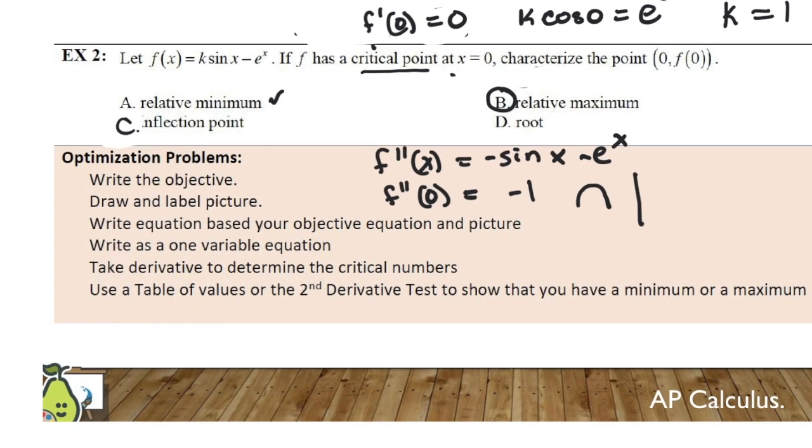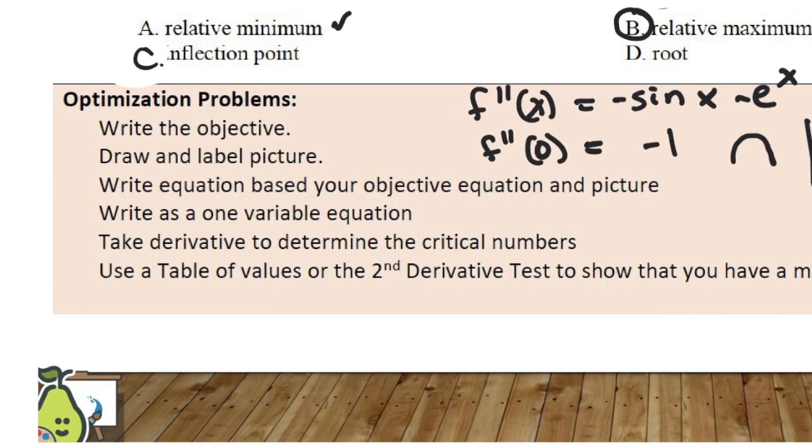Just as a reminder, for optimization problems, write your objective equation. Draw and label your picture. Write your equation based on your objective equation. Write a one variable equation. Take your derivative and use a table of values or the second derivative test to show that you have an absolute min or maximum.